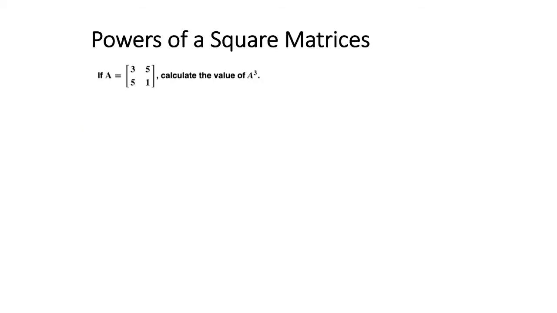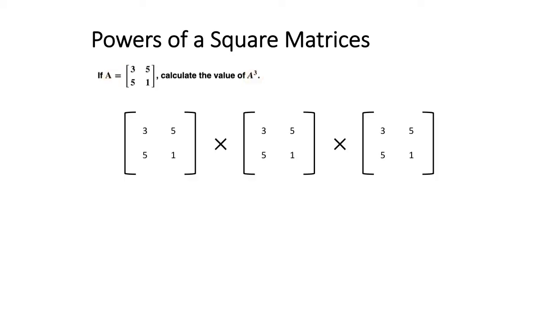So in the example, we've got matrix A, which consists of 2 rows and 2 columns, and we want to calculate the value of A to the power of 3. Now, A to the power of 3 is going to be the same as A times A times A. So when we're doing that with matrix A, it will be matrix A times matrix A times matrix A.